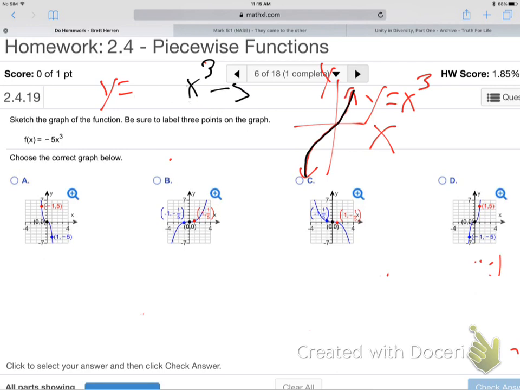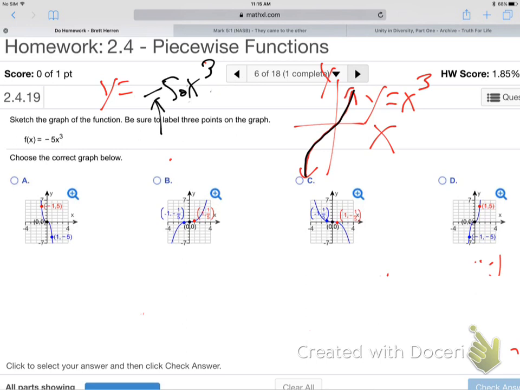Whereas if it was like subtract 5, that would slide it down 5. It wouldn't stretch it or compress it at all. It would slide it down 5. Everybody see the difference? Numbers added and subtracted leave it intact but move it. Numbers multiplied or divided stretch it and compress it. Get the idea? So this is a multiplied negative 5.